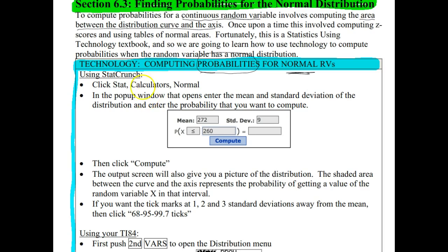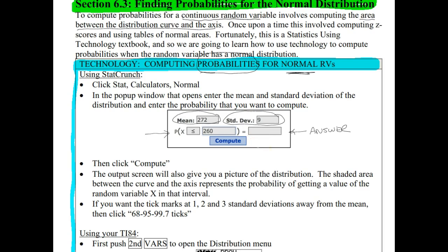So in StatCrunch, just like with the binomial, we would click Stat and go into Calculators. In that list, Normal is one of the options. A pop-up window would open where we would enter a mean and a standard deviation. Then we would enter the probability that we want, push compute, and our answer would pop up in this box here. So for example, let's look at computing this one in particular.